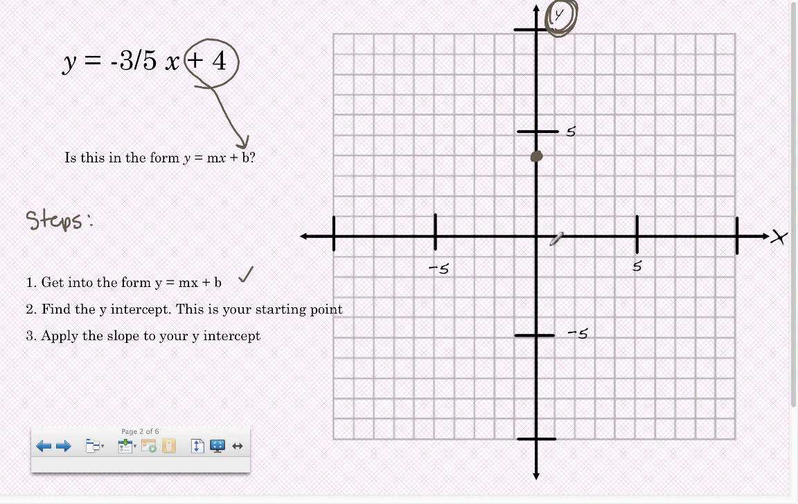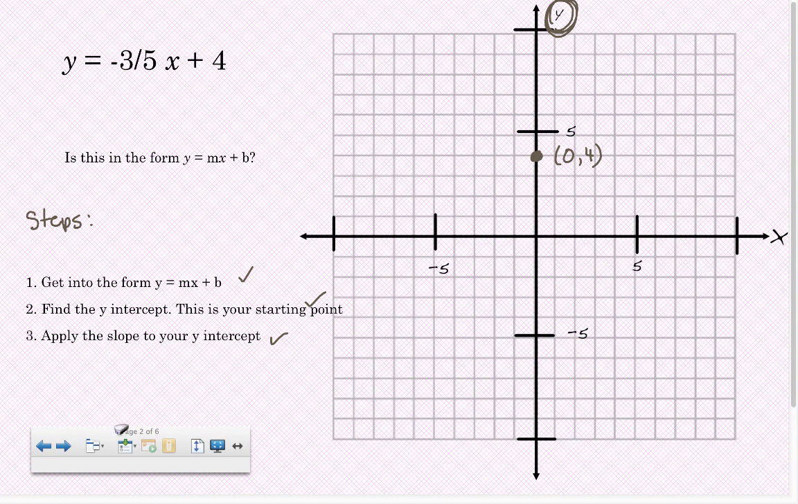And just to show you again why that's the y-intercept, this is the point 0 for x and 4 for y. And if I put a 0 in here for x, you can see that the y-intercept is 4. All right, so now we've got our starting point. The last thing is to apply our slope. So once again, let me clean this up over here.